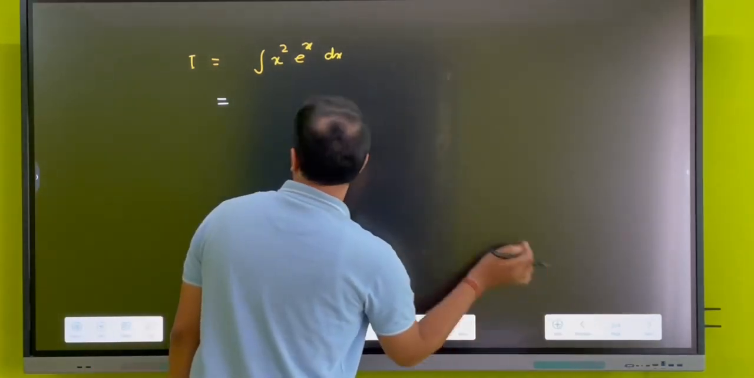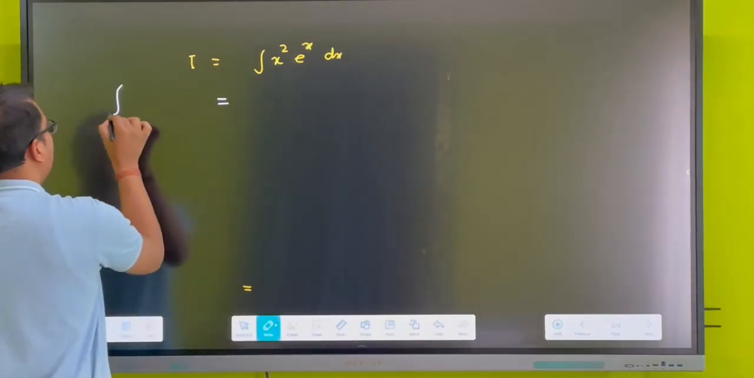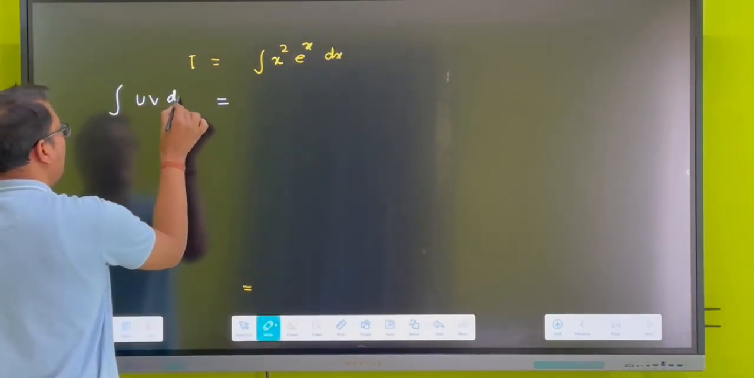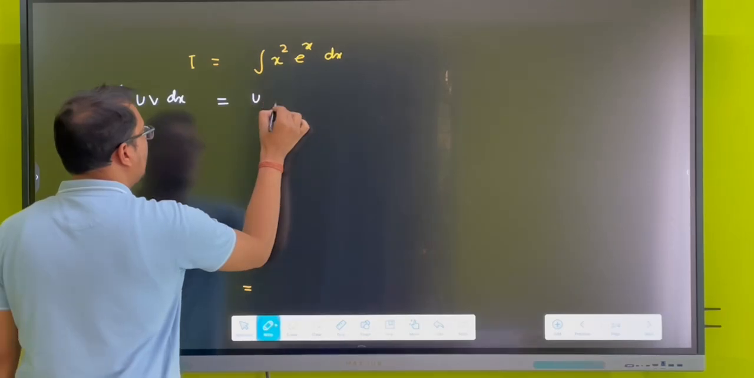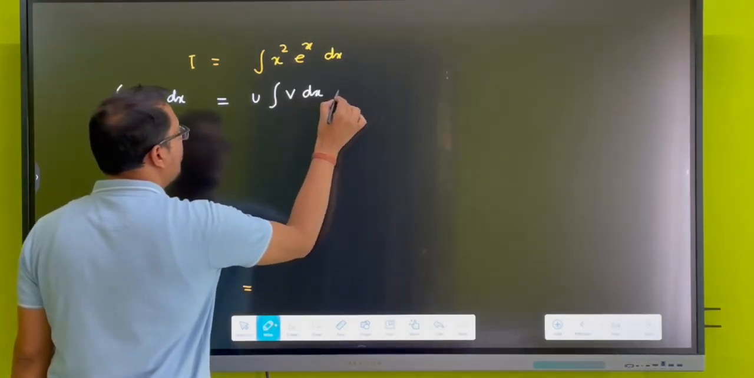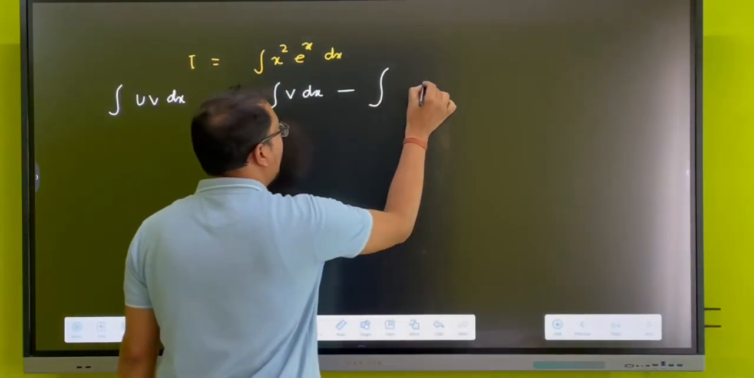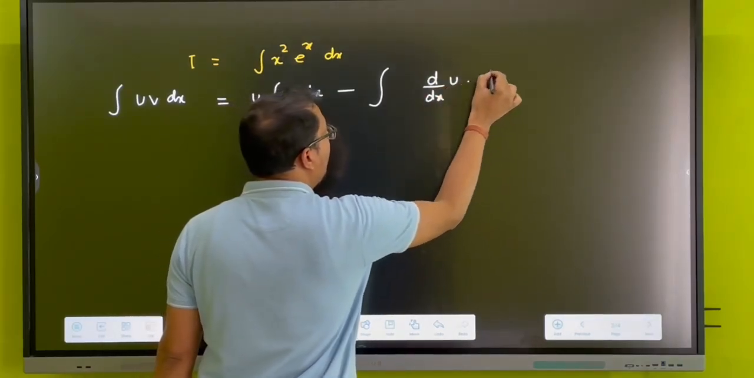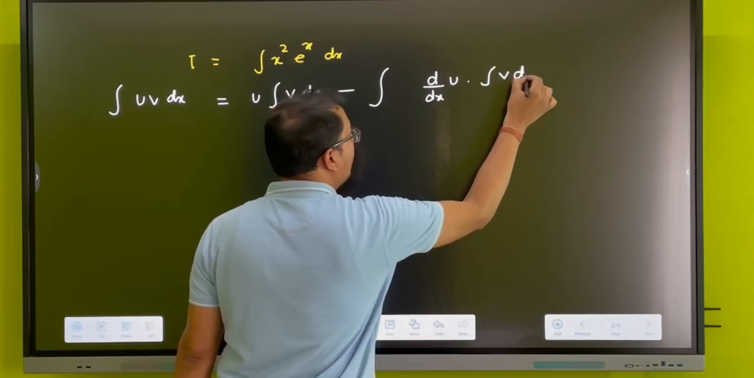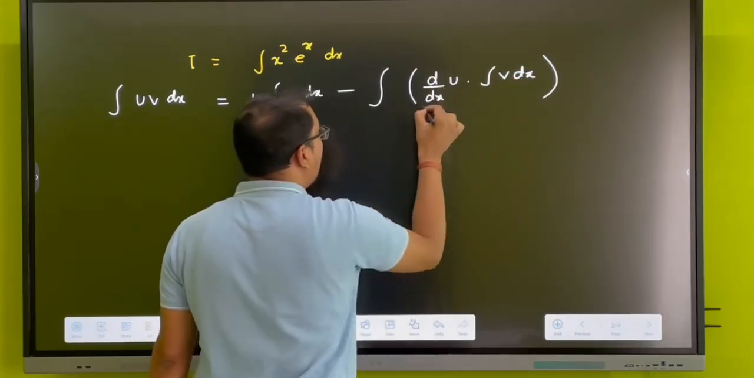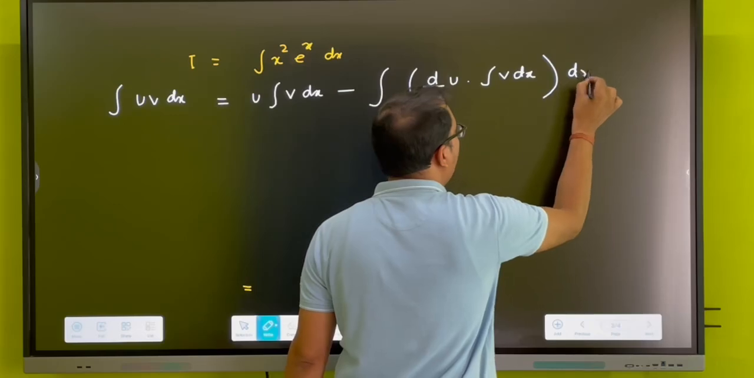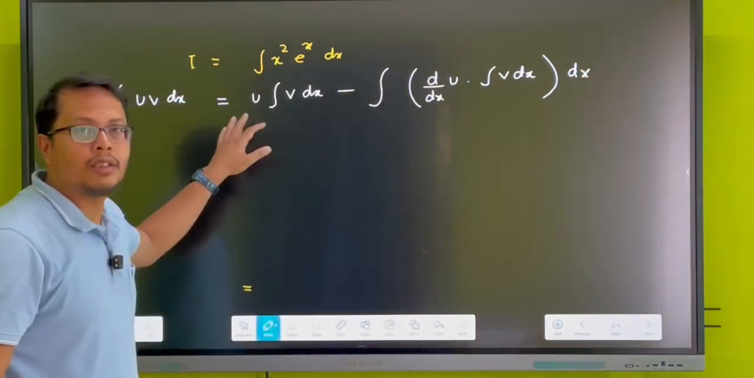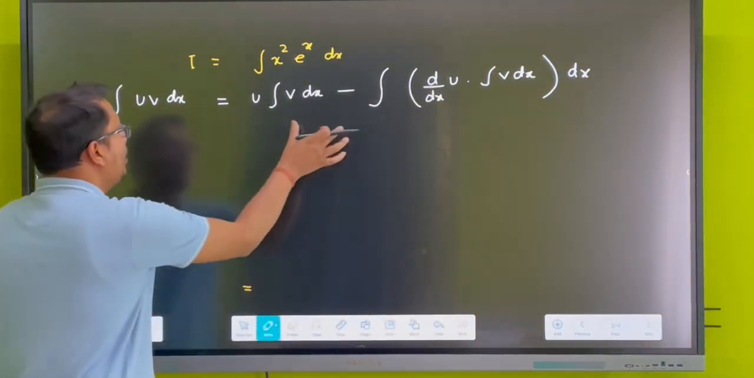Suppose I am writing down the rule. Integration of u v dx will be nothing but u times integration of v dx, minus integration of d/dx of the first function, which is u, times the integration of the second function, and then the entire thing again you have to integrate. So this is the rule, the rule for integration by parts. Same rule I will apply here also.